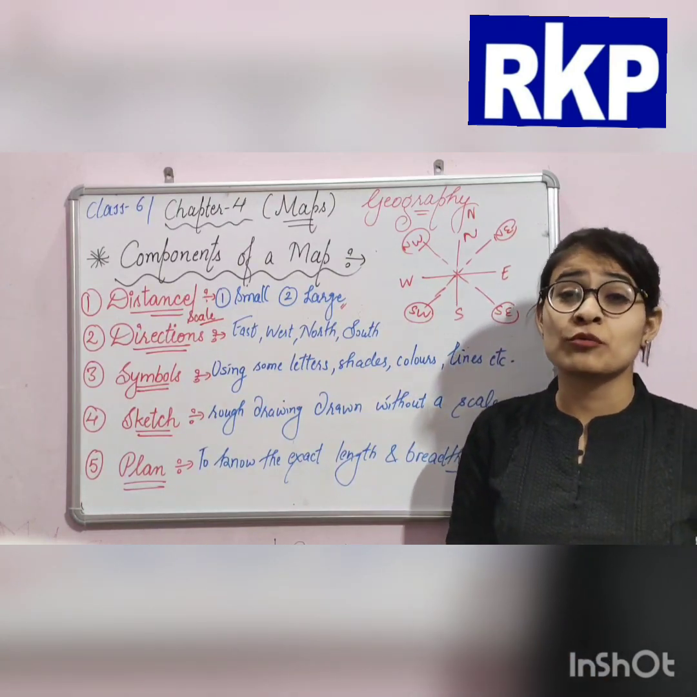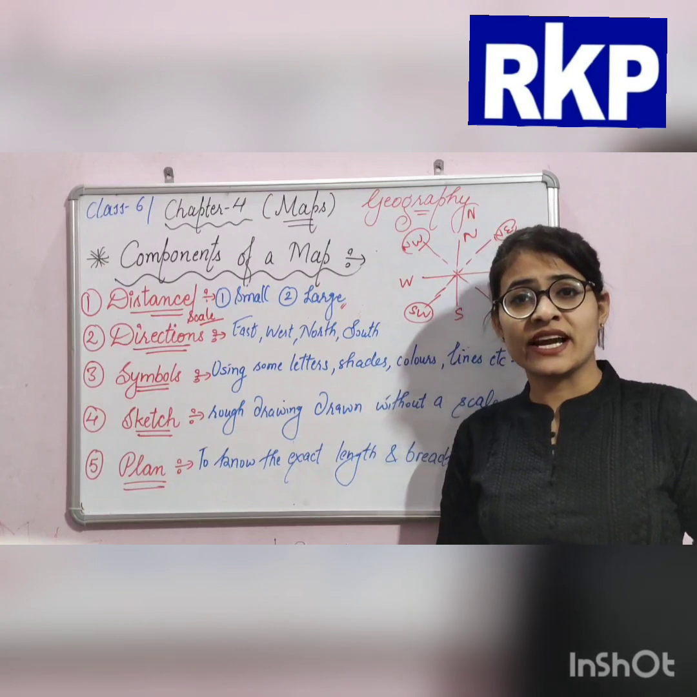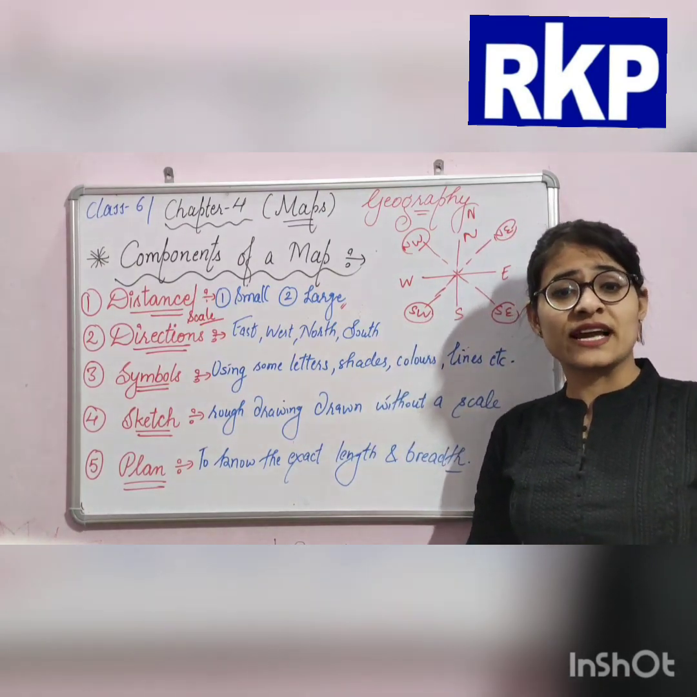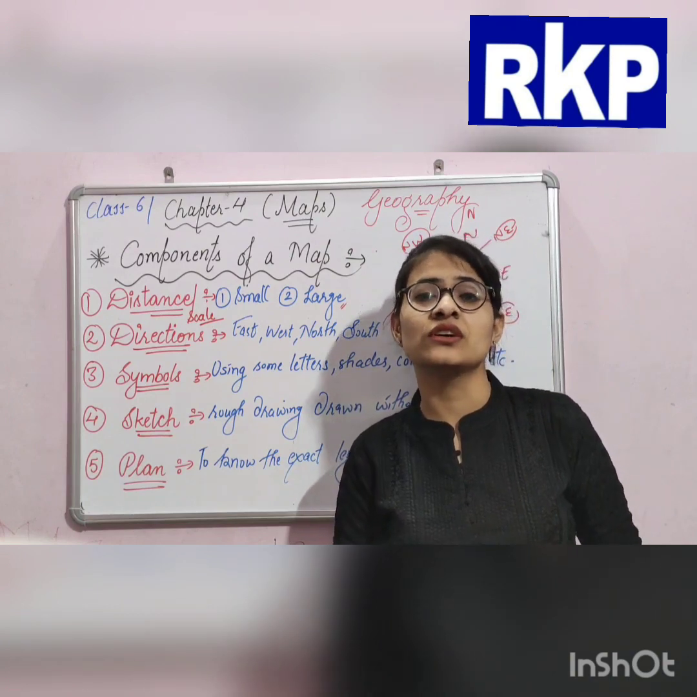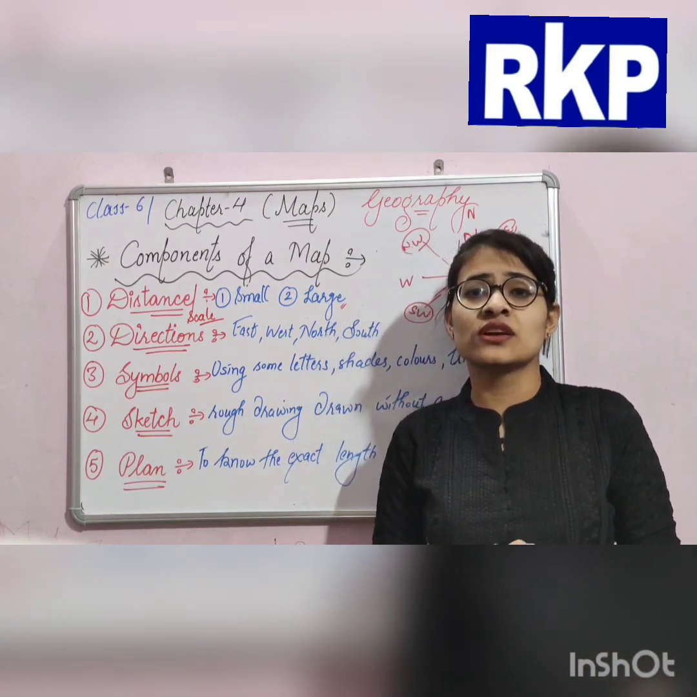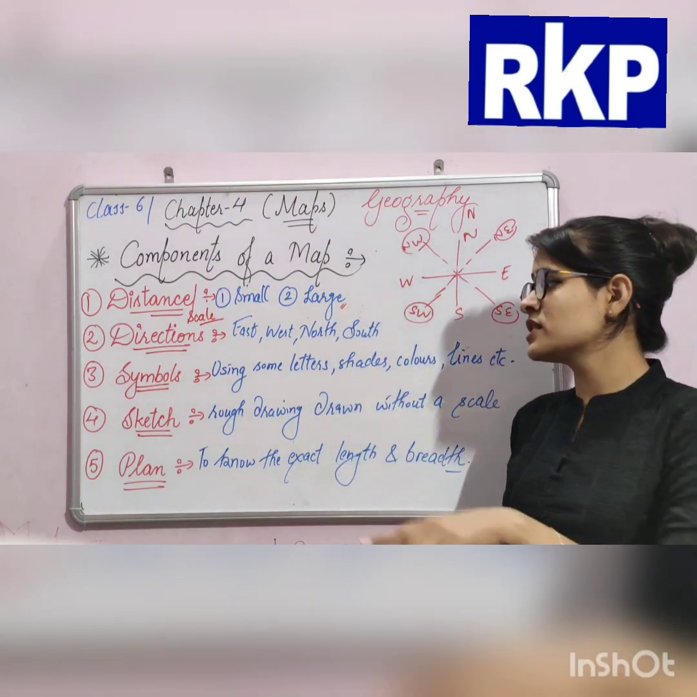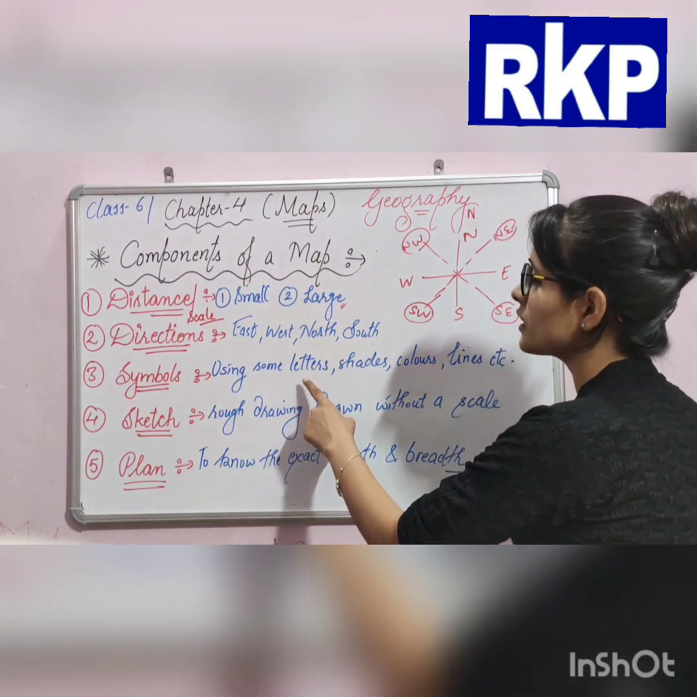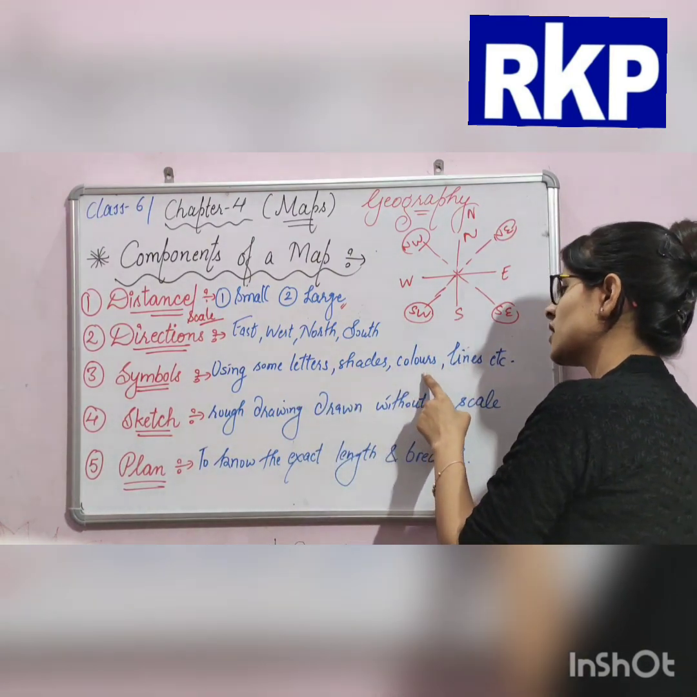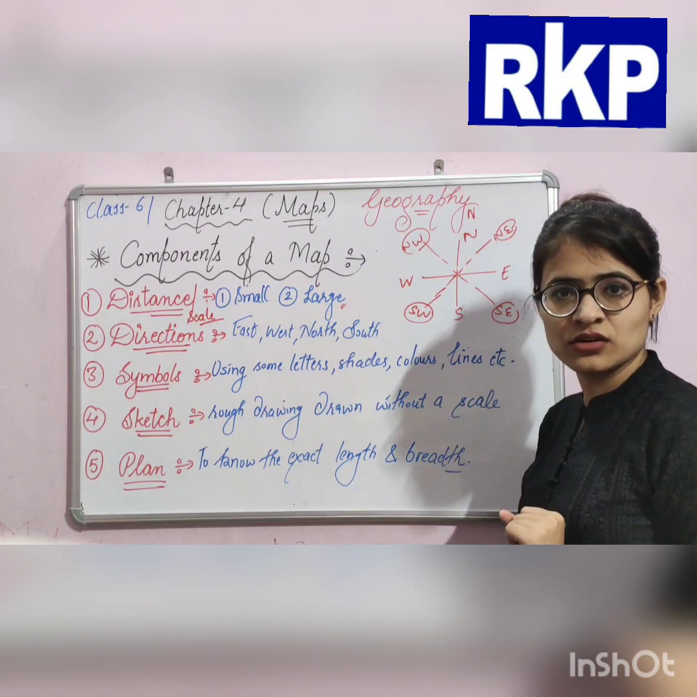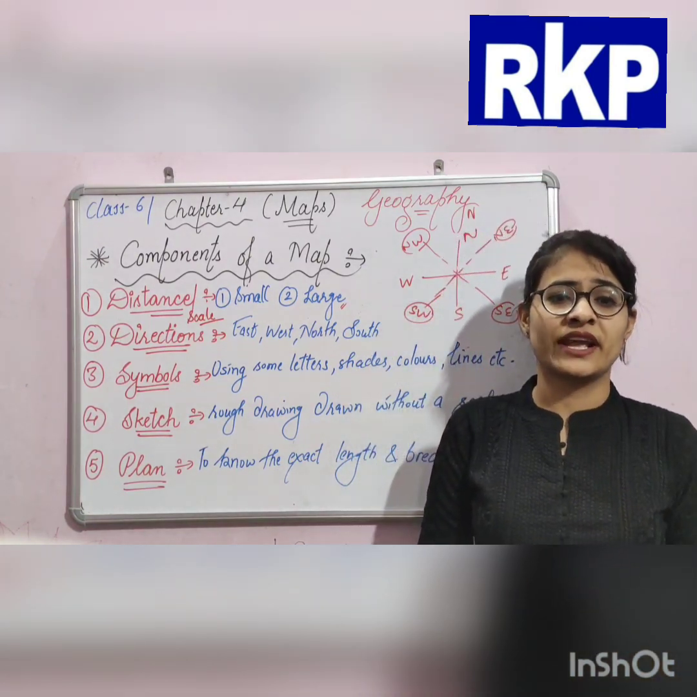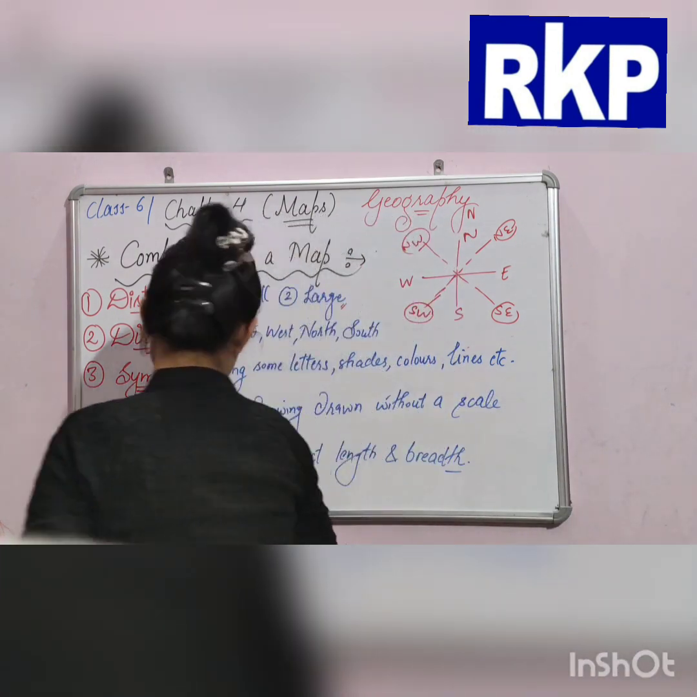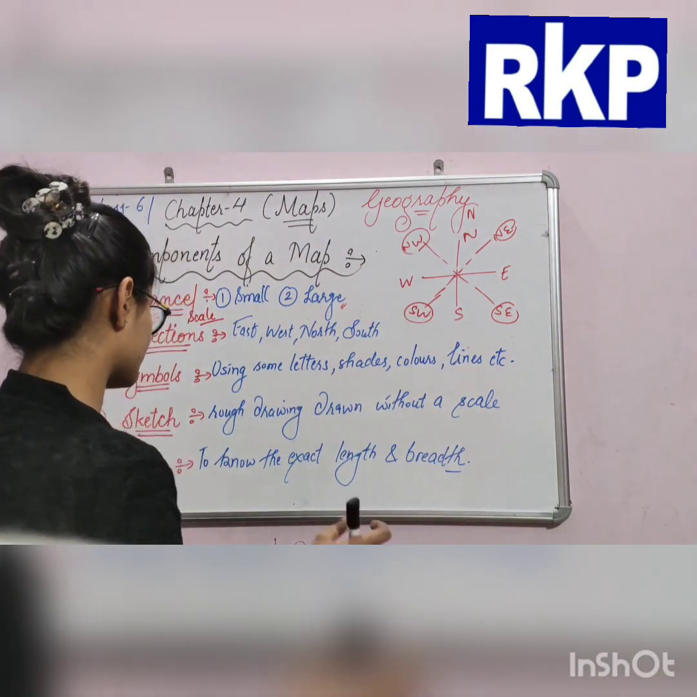So it is not possible to draw the entire earth, or the actual size or shape of the different features of the different parts of the earth. So we use some symbols such as letters, shades, colors and lines. Or we can use some buildings, temples, roads, trees and bridges.